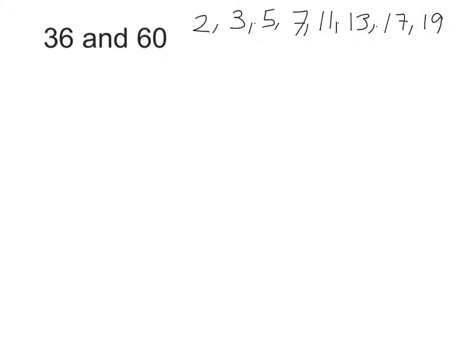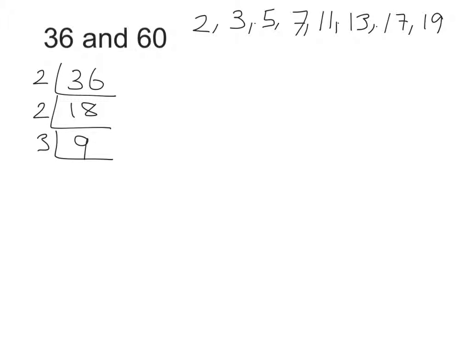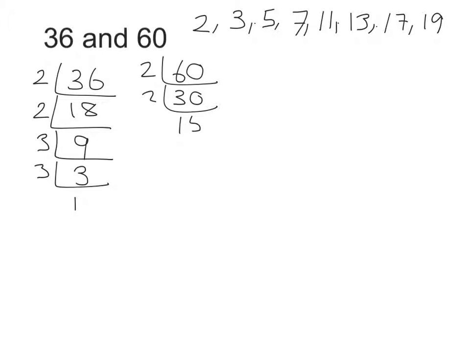To do product of primes, start with your original number, divide by the smallest prime number that divides in evenly, in this case 2. Repeat until you can't divide by that anymore, so 2 into 36 goes 18 times, 2 into 18 goes 9 times. I can't divide by 2 now, but I can divide by 3. 3 into 9 goes 3 times, divide by 3 again to get 1. For 60, we divide by 2 to get 30, divide by 2 to get 15, divide by 3 to get 5, divide by 5 to get 1.